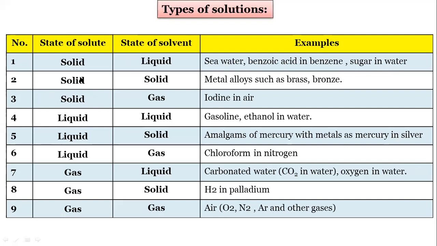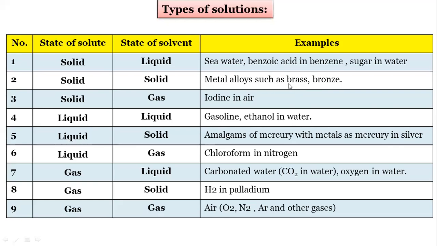Then the second type of solution is solid and solid. Both are solids, means solute is also solid and solvent is also solid. Such type of examples are metal alloys. You know this word alloy, what is meant by alloys? It is a mixture of two or more metals. It is called alloys, such as brass, bronze, in which both solute and solvents are in solid state.